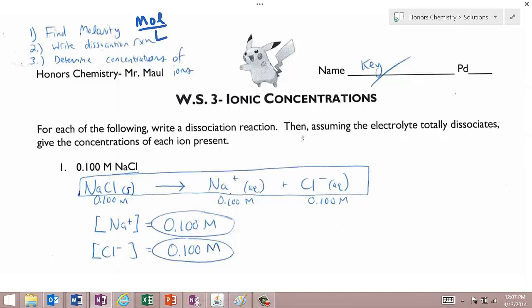The second thing you need to do is write a dissociation reaction or equation, and that just shows what the ionic compound breaks apart into when it's dissolved into water. And then the third step is we're going to determine the concentration of each individual ion as it's floating around.